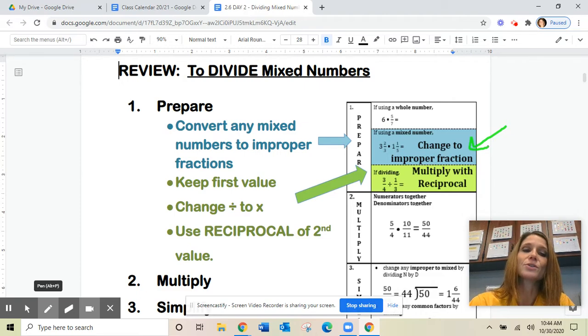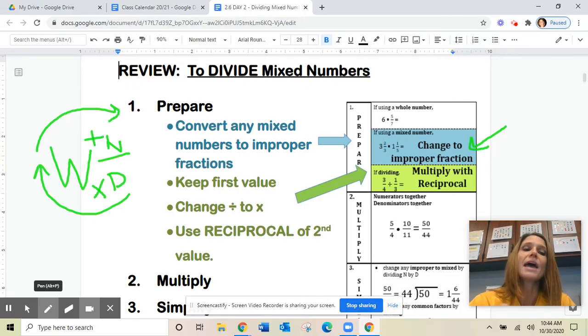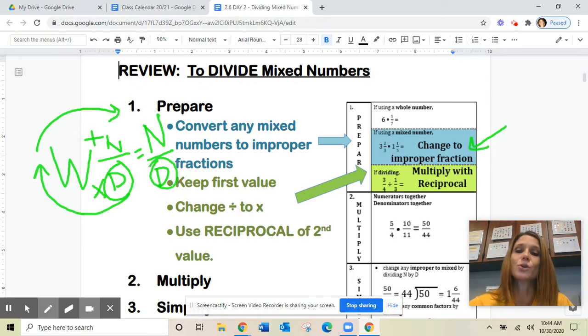So we take your whole number, whatever it might be, multiply that by the denominator, pause and get a value there, then continue looping, adding in the additional numerator, and that's going to give you a really big numerator on top of this improper fraction, and that denominator stays the same below it. So we want to convert those mixed to improper.